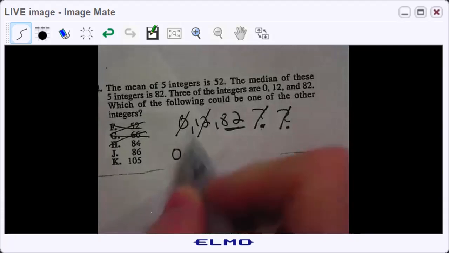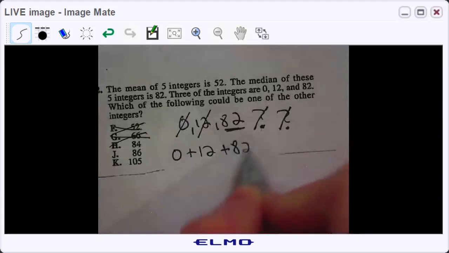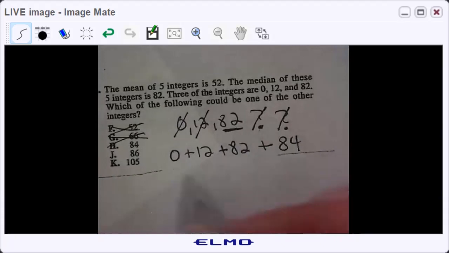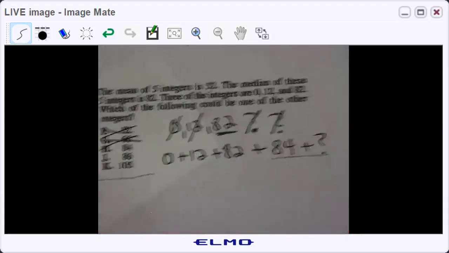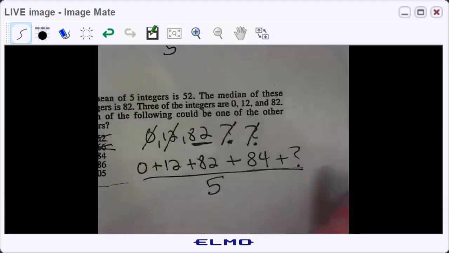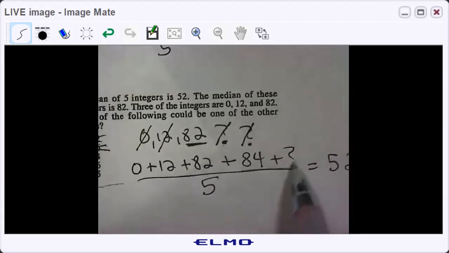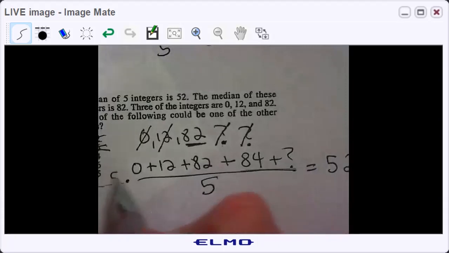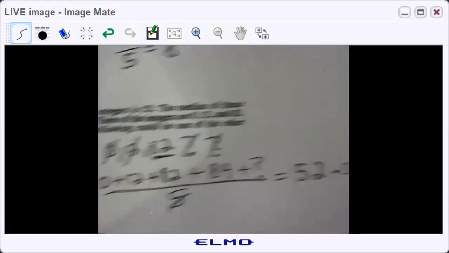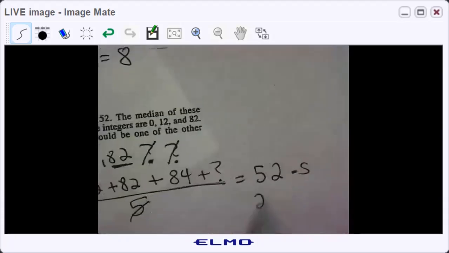Again, we're switching over to the average now, which is 52. So 0 plus 12 plus 82 plus, let's just try 84. And that's 4 of the 5 numbers. So we're going to have some other number, all divided by 5, and that's going to have to equal 52. We want to find out exactly what that number would be. To do that quickly, you can just multiply both sides by 5. It'll get rid of it on the left, and then on the right, we're going to have 52 times 5, which is 260.